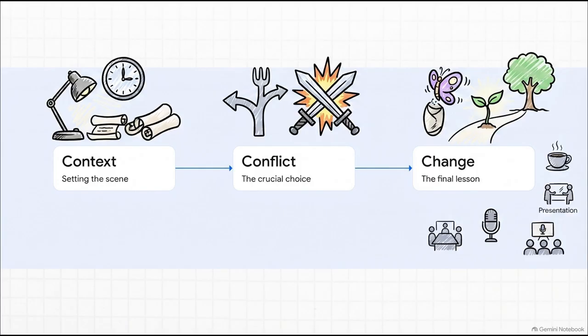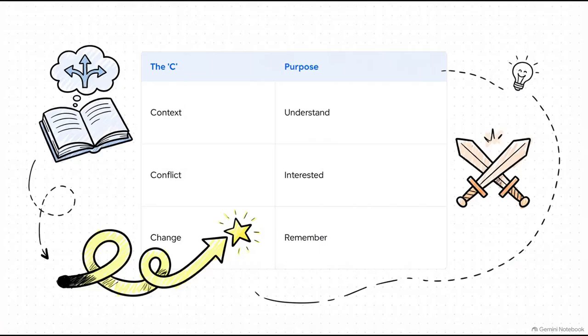It doesn't matter if you're giving a quick update at a team meeting, sharing an anecdote over coffee, or standing up for a massive project presentation, mastering these 3 steps is absolutely the key to holding the room. Now, taking a look at this, it brilliantly illustrates exactly why we need all 3 pieces working together. Each C serves a very specific psychological purpose for the person listening to you. Context makes them understand, conflict makes them interested, and change, that makes them remember.